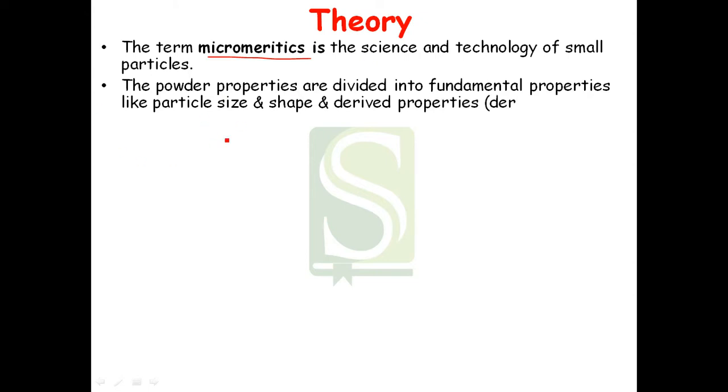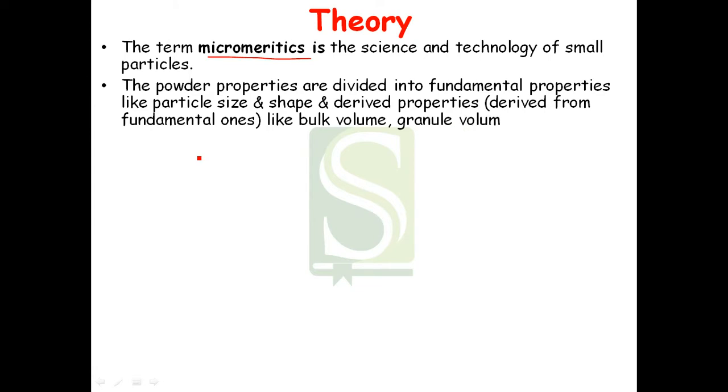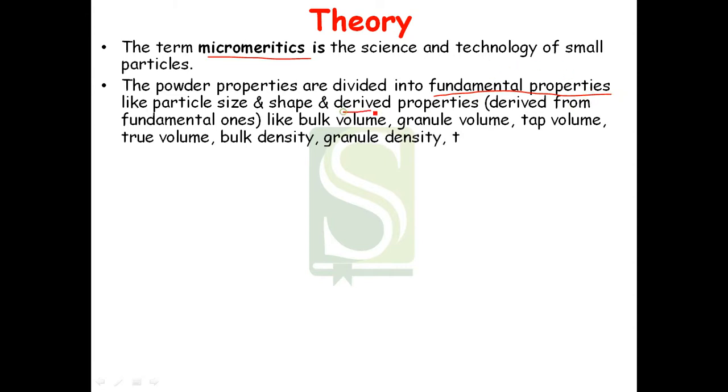So the powder properties: whenever you are dealing with any powder, it has some properties which are very important or which will determine the overall formulation or the stability of your formulation. The powder properties are divided into two categories. The first is called fundamental properties, which includes the particle size and shape. The second type of property is called the derived property, which is derived from the fundamental ones.